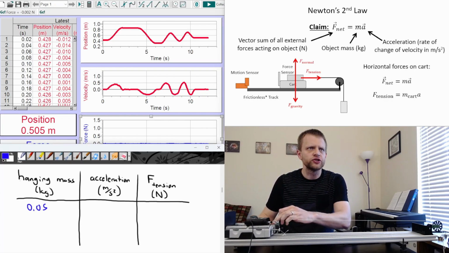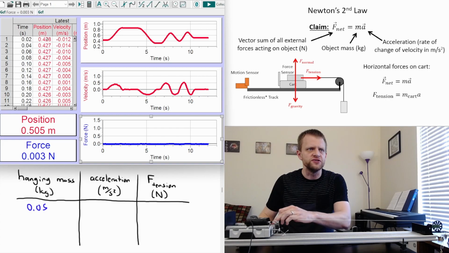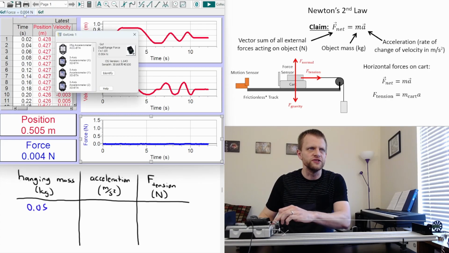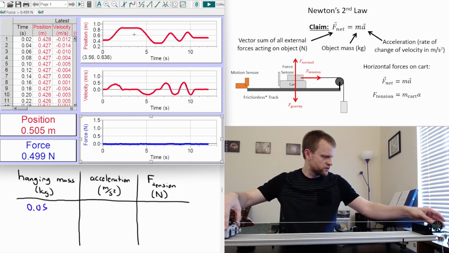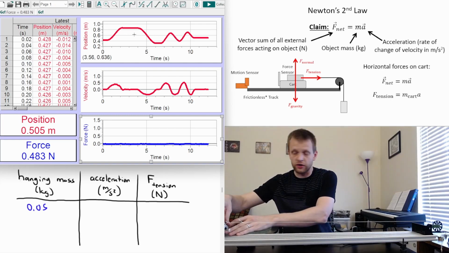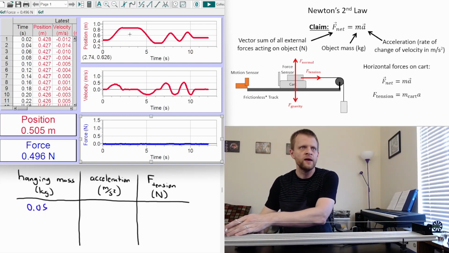And let me make sure that the force sensor is nicely zeroed. I'll re-zero the force sensor again just to make sure. So again, I'm going to connect the cart to our hanging mass. Notice we are starting to measure some force now. And let's see what happens when I take some data for this first run. So 3, 2, 1.